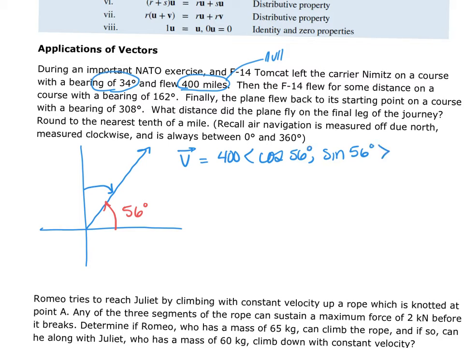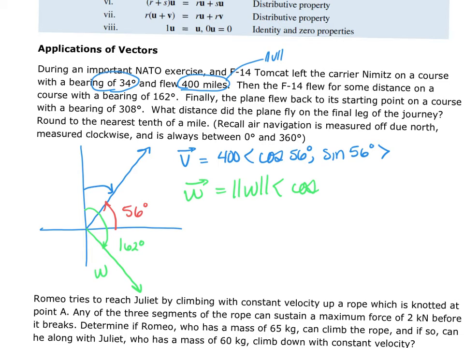Okay. The next part tells me that on some distance, I have a bearing of 162. So I'm going to call this vector W. So here's a vector W. This is the angle of 162 degrees. That is not what I want to use. Now, I don't know what the magnitude is, so my vector W is going to be my magnitude of W, which I don't know what it is yet, and then it's going to be the cosine of 162. That is not what I want.